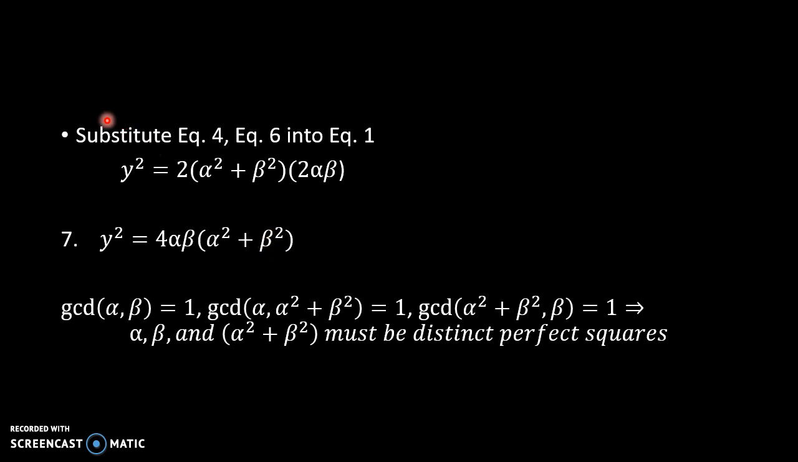We will then substitute equation 4 and equation 6 into equation 1, and we will see that we have y squared in terms of alpha and beta, such that y squared equals 4 alpha beta times the quantity alpha squared plus beta squared. Again, we see here that the GCD of alpha and beta is equal to 1, and this implies the following, that the GCD of alpha and alpha squared plus beta squared equals 1, and the GCD of alpha squared and beta also equals 1. And we will explore this in the next slide.